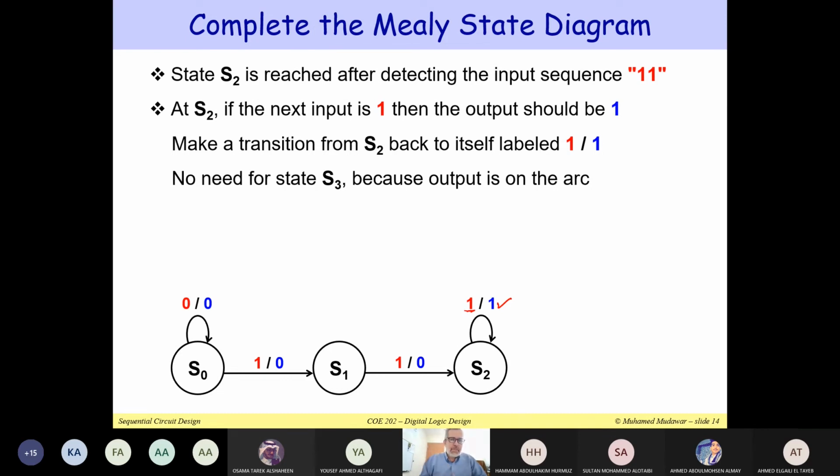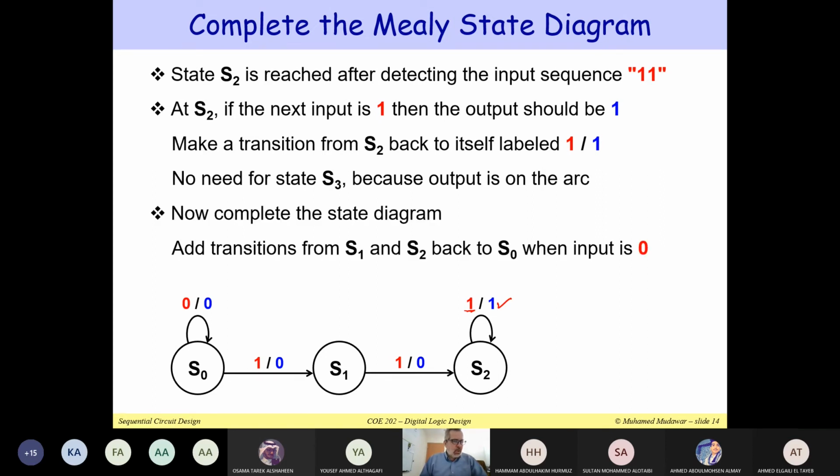This is really a difference between Mealy and Moore. In the case of a Mealy, you can reduce the number of states. You can actually have fewer states than in the case of a Moore, which is really good. Now, if the inputs are zeros, we can just go back. We need to complete the state diagram. For example, in S1 or in S2, if the input is 0, you can just jump back to state S0.